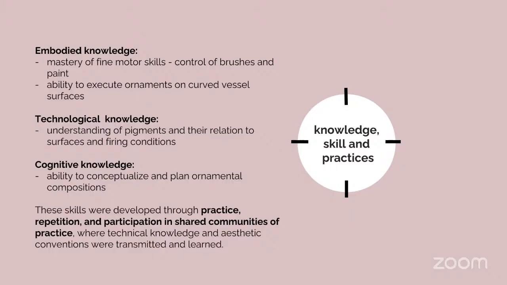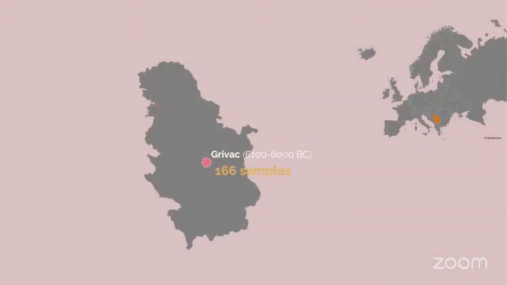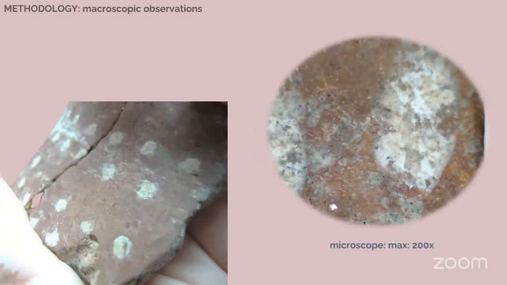So in this talk today, we will discuss the use of different paint color, painting techniques, and skill and care of painting. And this research is based on the analysis of painted pottery from the site of Grivac in central Serbia. And it's based only on macroscopic observations, and the microscope was used only as a tool for documentation and illustration of certain phenomena.